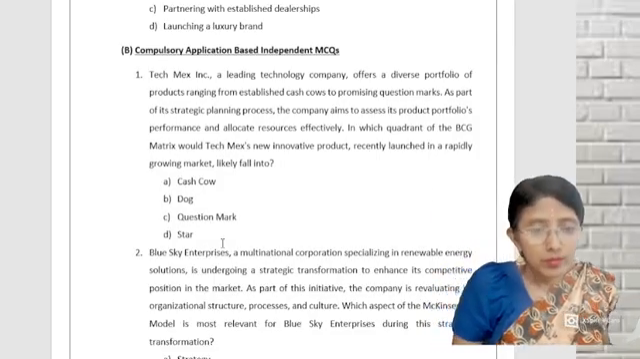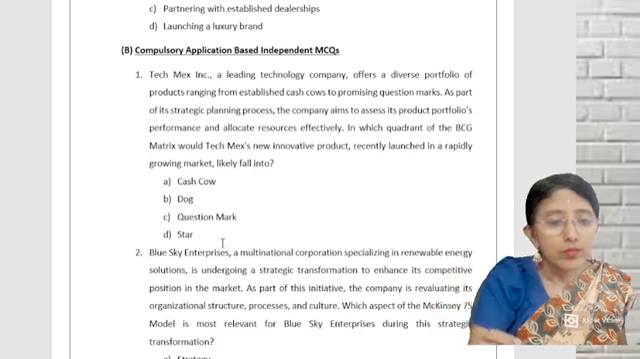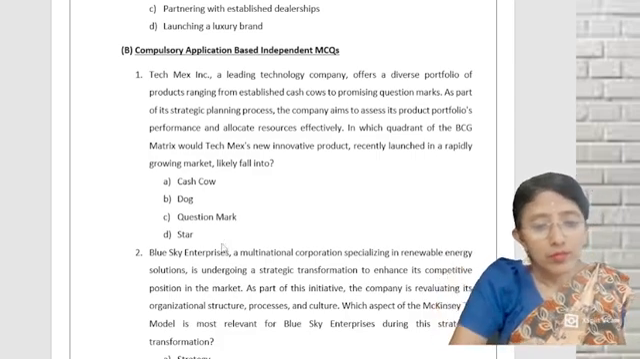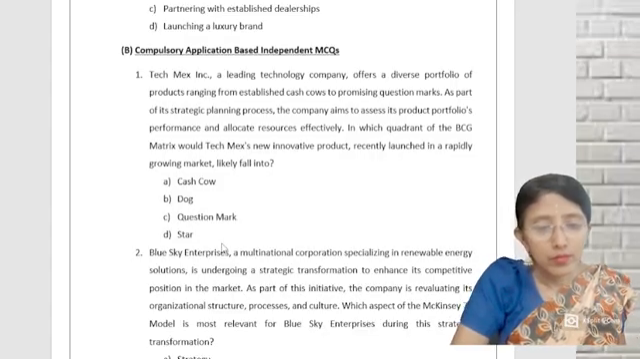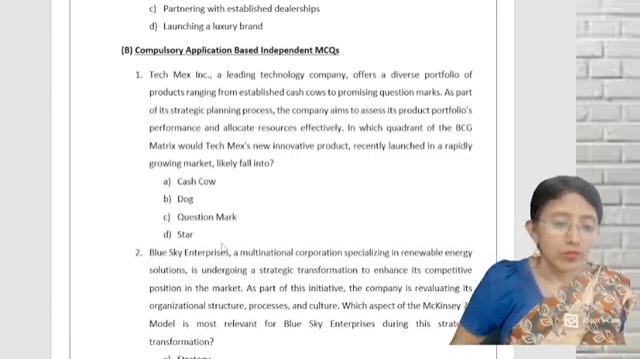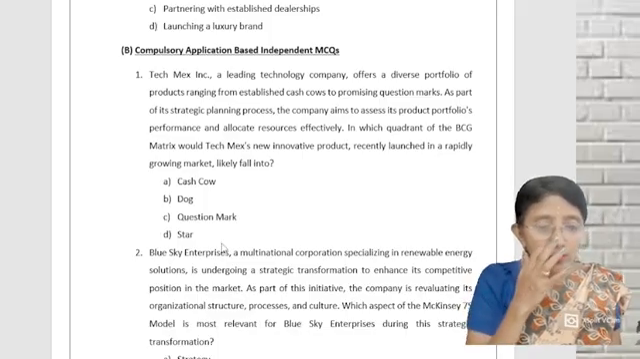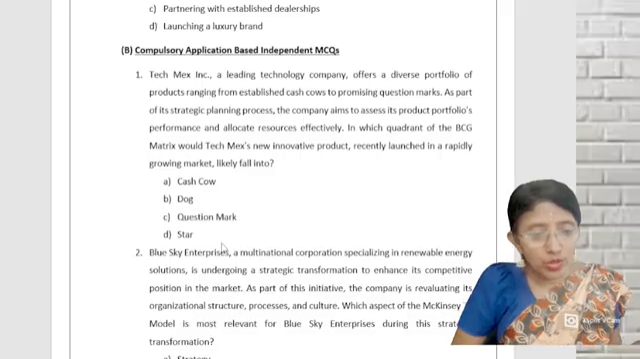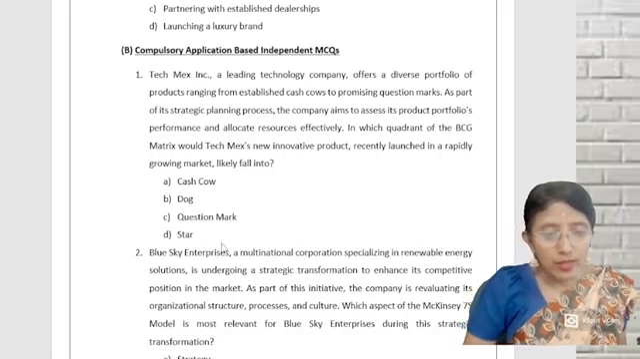Take Next Inc., a leading technology company, offers a diverse portfolio of products ranging from established cash flows to promising positions. Yet, as part of its strategy planning process, the company aims to assess its product portfolio's performance and allocate resources effectively. In which quadrant of the BCG matrix would Take Next's new innovative product, recently launched in a rapidly growing market, likely fall? So cash cows, dogs, question marks and stars.